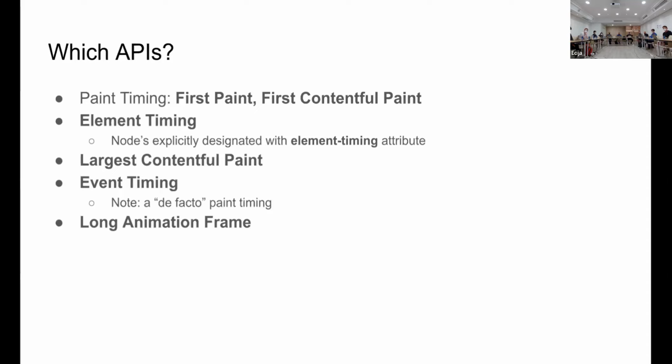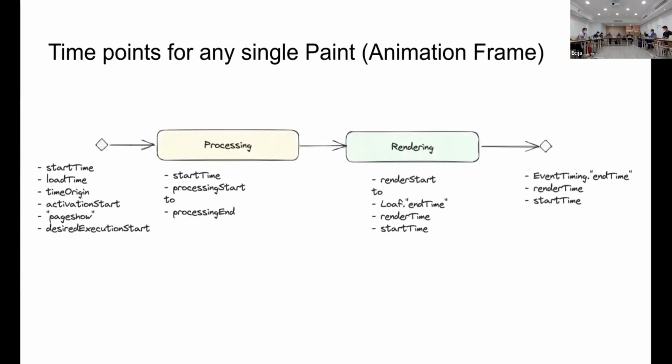Element timing, of course, for nodes that are explicitly designated with the element timing attribute. LCP, but also event timing is kind of a de facto paint timing because it does report duration from event timestamp to next paint. And then this new long animation frame API is also, of course, reporting on animation frame timings, which is sometimes to next paint, as we discussed earlier this week. So that's the trifecta, I don't know what you call it, API.